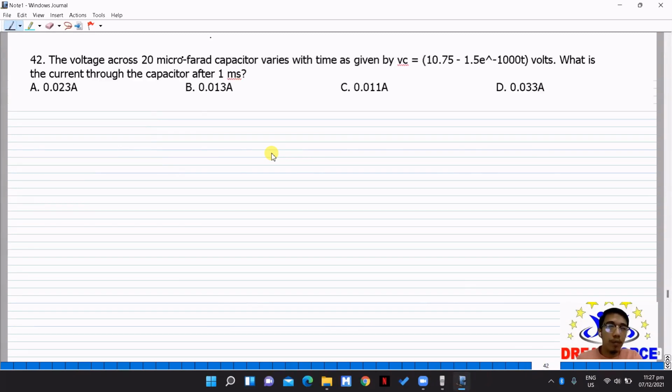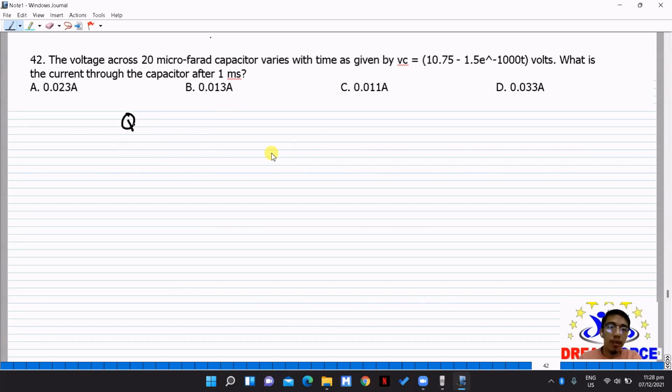Next, number 42. The voltage across a 20 microfarad capacitor varies with time as given by Vc equals 10.75 minus 1.5 E raised to negative 1000 T in volts. What is the current through the capacitor after 1 millisecond? Current ng capacitor, how do we define current ng capacitor? Since ang given dito is capacitance at saka voltage, ano bang relation ng capacitance and voltage?